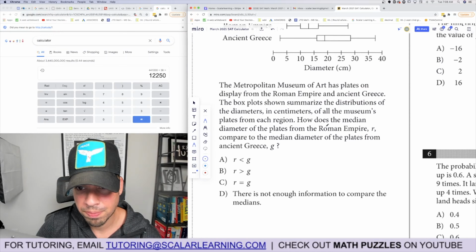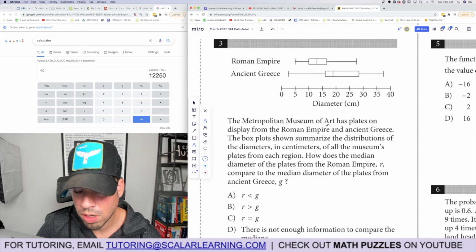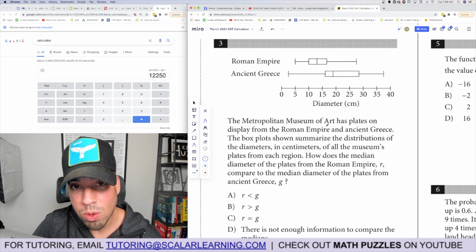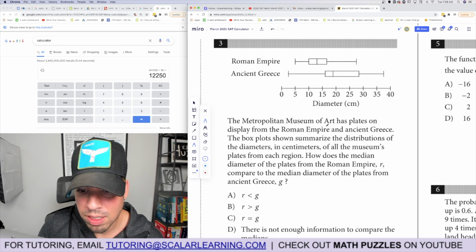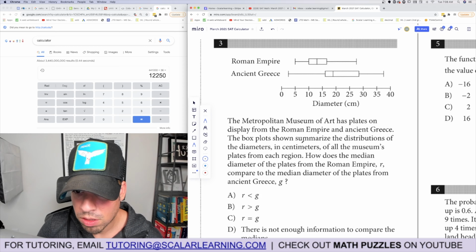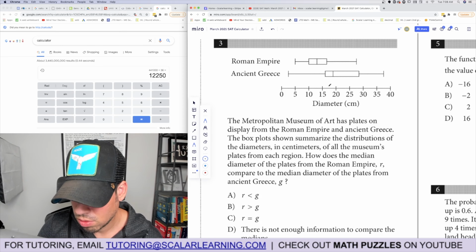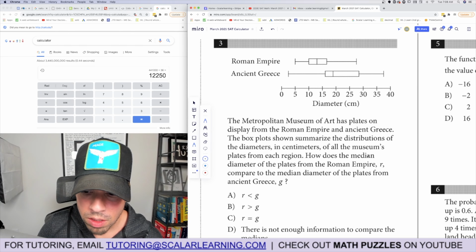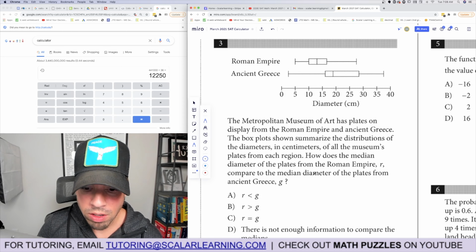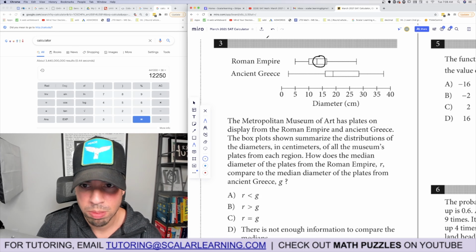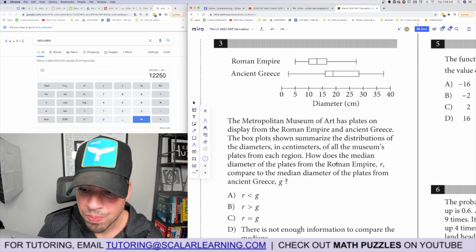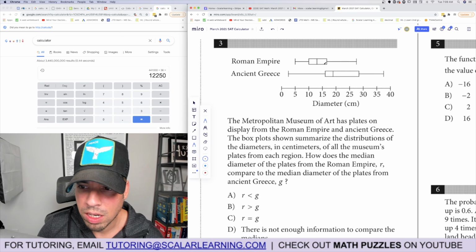Number 3. Ooh, box and whisker plot. These keep popping up more and more for some reason. College Board must be loving these. The Metropolitan Museum of Art has plates on display from the Roman Empire and ancient Greece. The box plots, Roman Empire, ancient Greece. Okay, and this is the diameter of something. Summarize the distribution of diameters of all the museum's plates. Oh yeah, plates. There we go. How does the median diameter of the plates from the Roman Empire, the median in a box and whisker plot is that middle line, compare to the median diameter of ancient Greece?